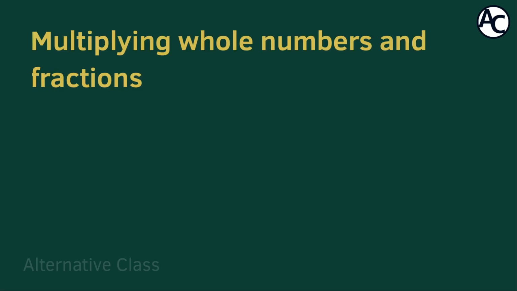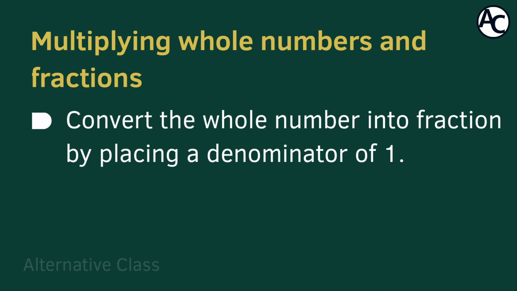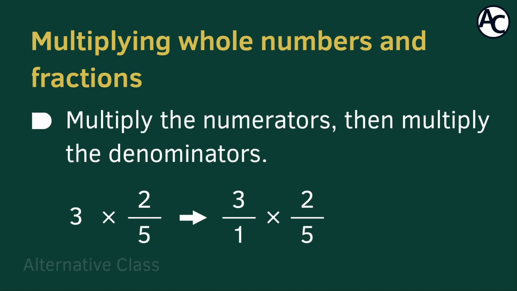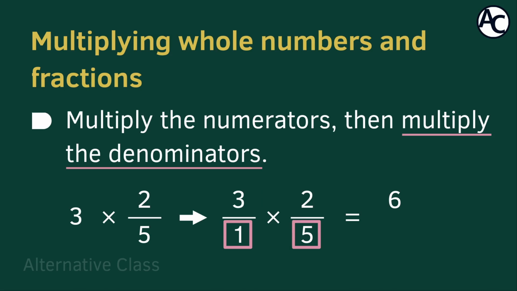Multiplying whole numbers and fractions. First, convert the whole number into fraction by placing a denominator of 1. Example, 3 times 2/5. The whole number, 3, gets a denominator of 1. Next step, multiply the numerators, then multiply the denominators. So multiply the numerators. 3 times 2 is 6. Then multiply the denominators. 1 times 5 is 5. So 3 times 2/5 is 6/5.